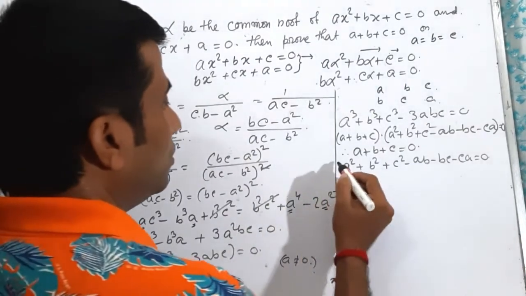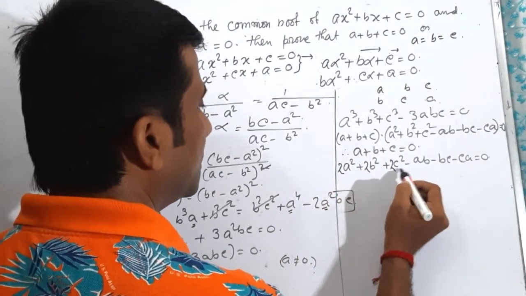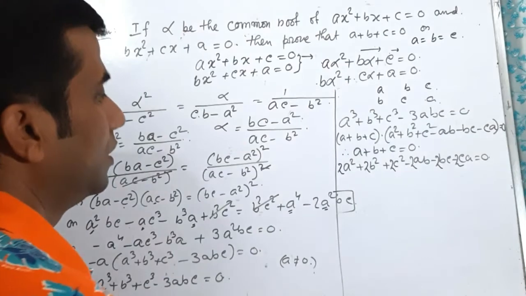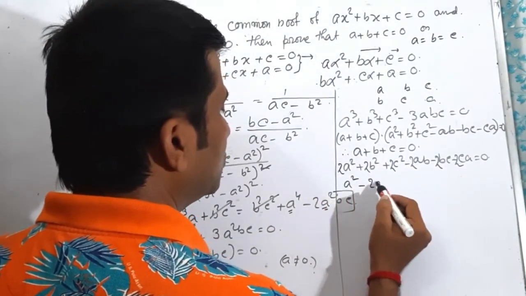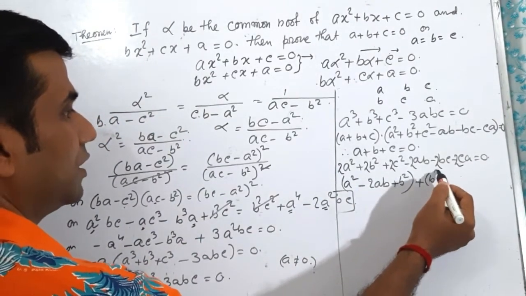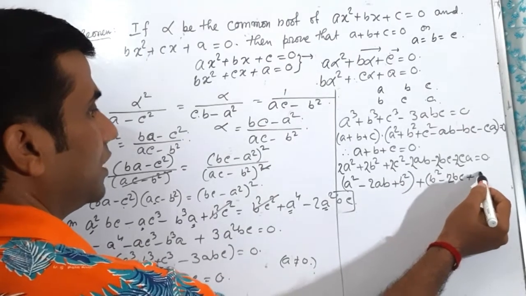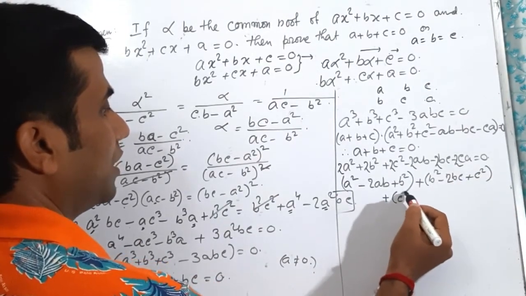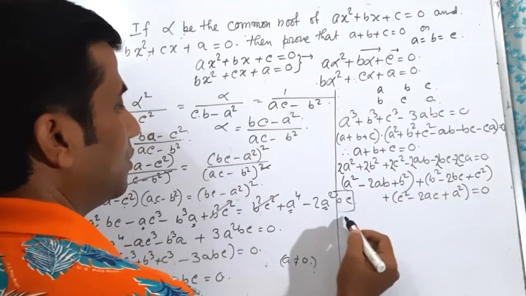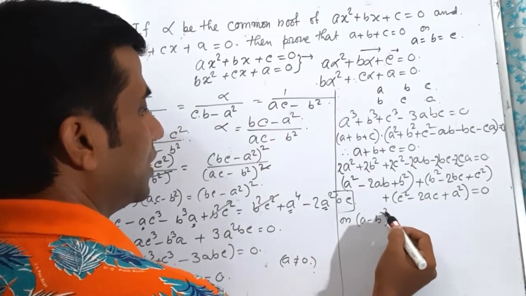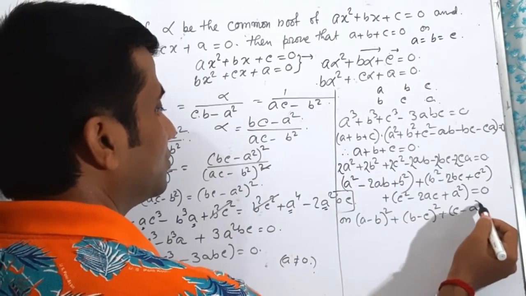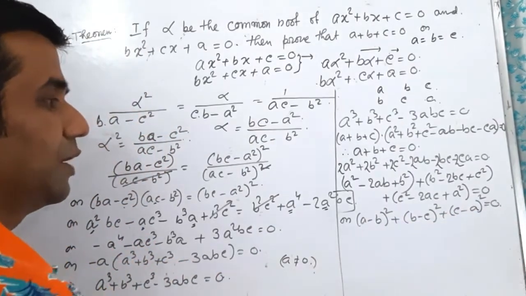Now multiplying both sides by 2, this becomes 2a square minus 2ab plus b square plus b square minus 2bc plus c square plus c square minus 2ac plus a square is equal to 0, or (a minus b) whole square plus (b minus c) whole square plus (c minus a) whole square is equal to 0. The sum of the squares is equal to 0.